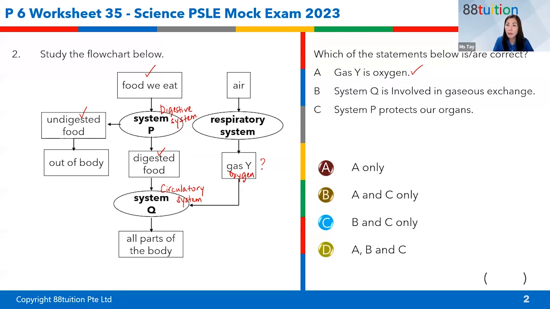What else? Any other statements that are correct? Let's see. System Q is involved in gaseous exchange? No. It's the circulatory system, so no. System P protects our organs. The digestive system cannot protect the organs. So tell me, what is that system that actually protects our organs? Write down.